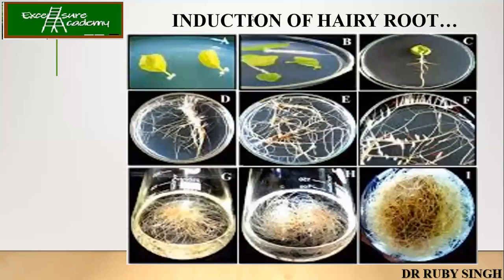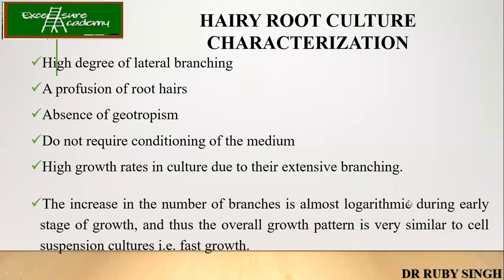Now, you can see over here the images. You can see from the leaves they have taken, then directly you can see the roots started forming. And then later, with more time, you can see lateral roots formed. And then finally, the entire media is surrounded by the hairy root culture.